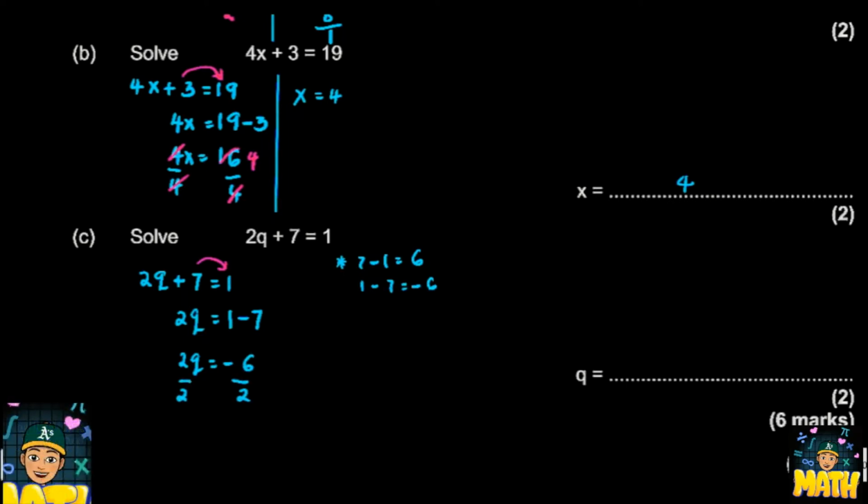So divide by 2 on both sides. We cancel out the 2s. And then here we'll have 2 times negative 3 is negative 6. So the value of q will be negative 3.